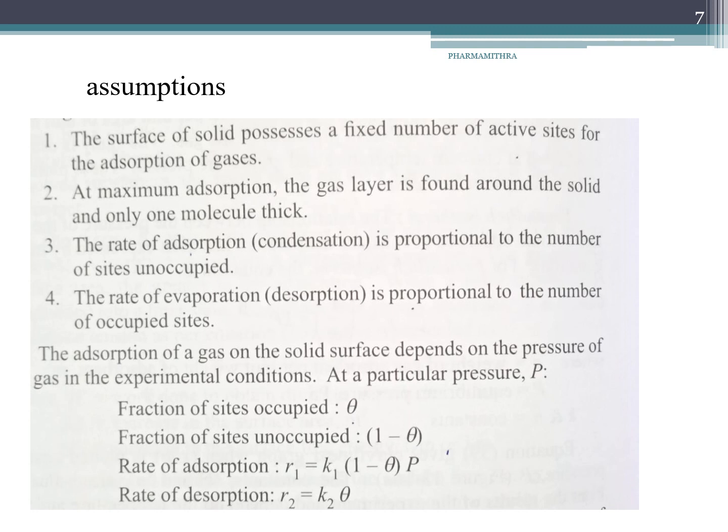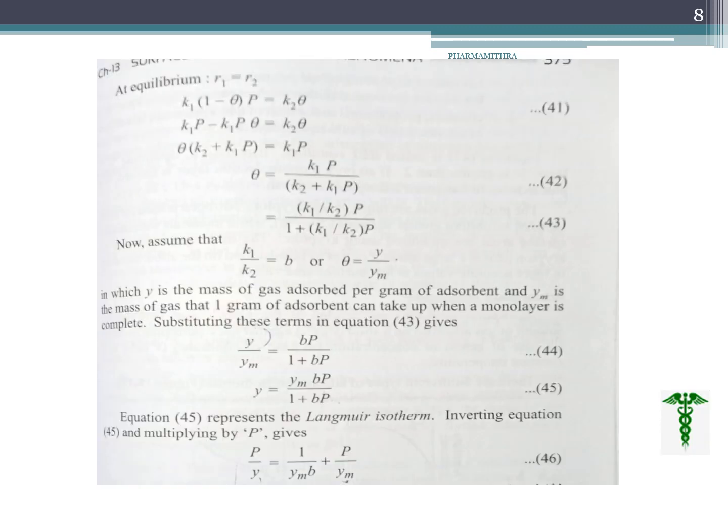The fractional site occupied is theta and unoccupied is 1 minus theta, and for the rate we multiply by a constant k. So the rate of adsorption R1 is equal to k1 (1 − theta) P, and the rate of desorption R2 is equal to k2 theta. At equilibrium both rates become equal, and on substituting, finally we get theta = (k1/k2)P divided by 1 + (k1/k2)P.